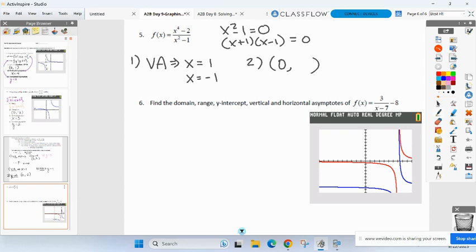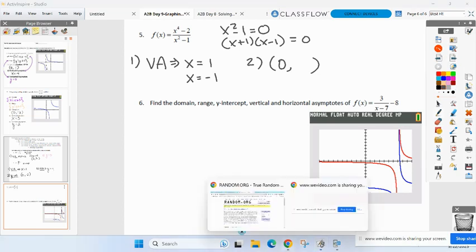Remember, everywhere you see an x, you're going to plug in 0. Everywhere you see an x. And what are you coming up with here?